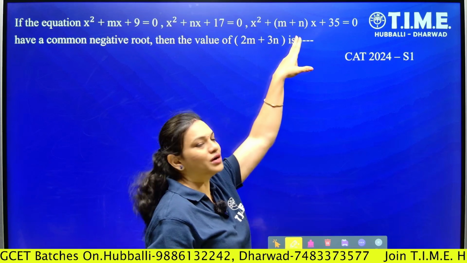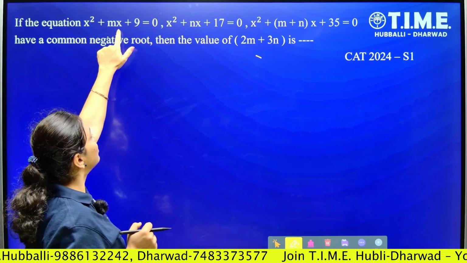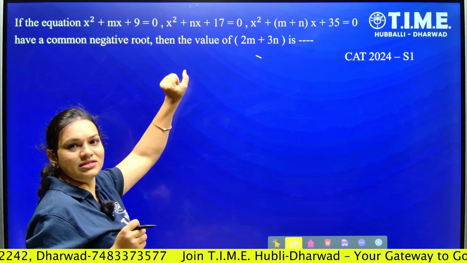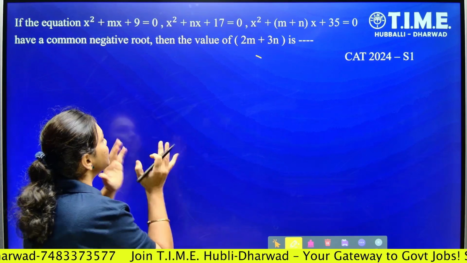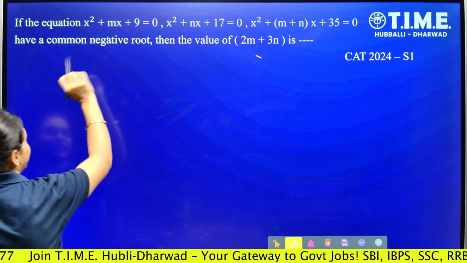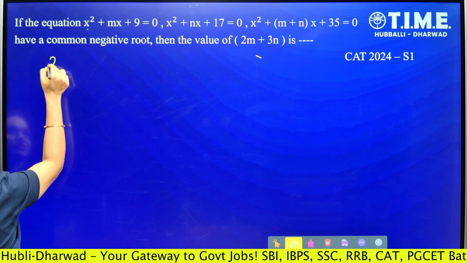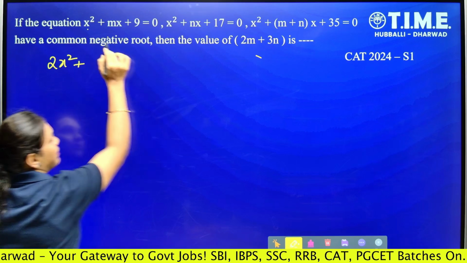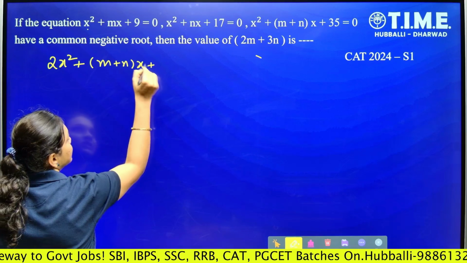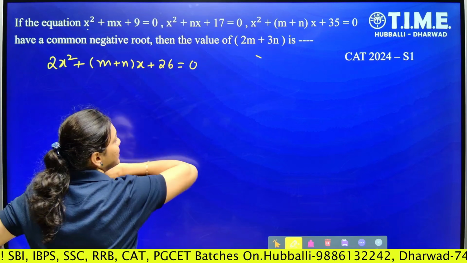In the third equation, we observe it is m plus n. In the sense, the first and second equations have the coefficient of x as m and n respectively. We can add these. So if I want to get m plus n, we will add equations 1 and 2. Let's start adding directly, no need of writing one more time. x square plus x square gives us 2x square, plus mx plus nx gives us m plus n times x, plus 9 plus 17. 9 plus 17 gives us 26, which is equal to 0.